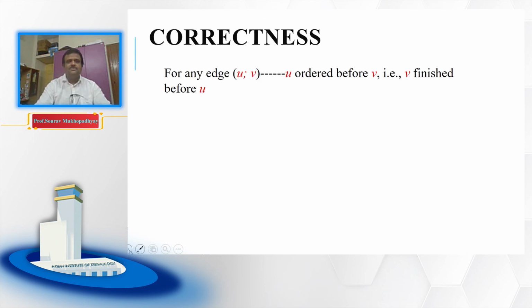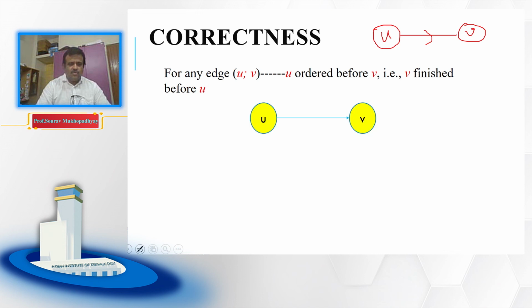Now, the question is why this will give us a topological sorting. Consider an edge u to v. So, let us draw this. We have two vertices u and v, and there is a directed edge from u to v. Now, there are two cases.